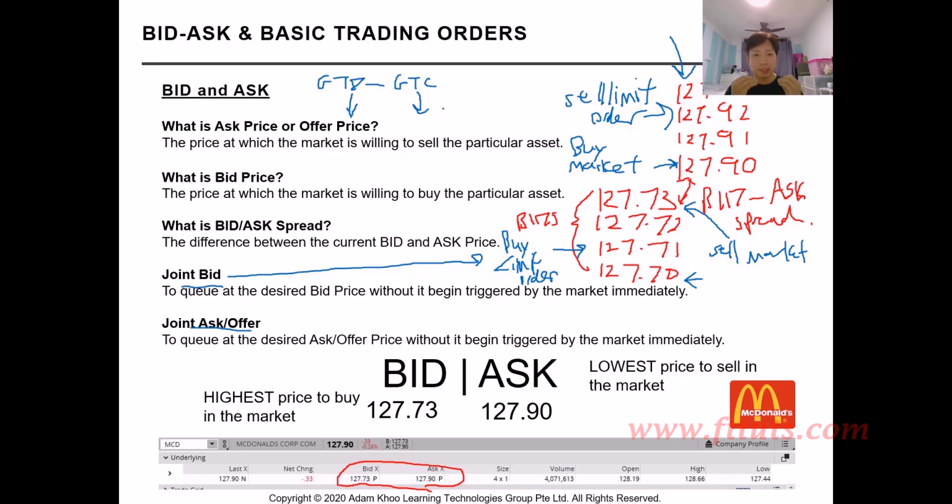I want to have the certainty that the order will be there forever to help me take profit when it reaches a certain price, or help me stop loss if it goes against me, to get me out of the market even when I'm not watching. So we'll cover more on the OCO order very shortly.